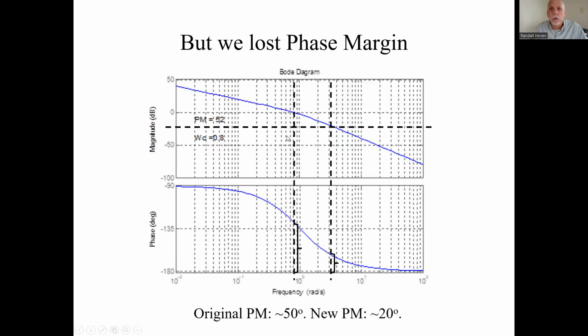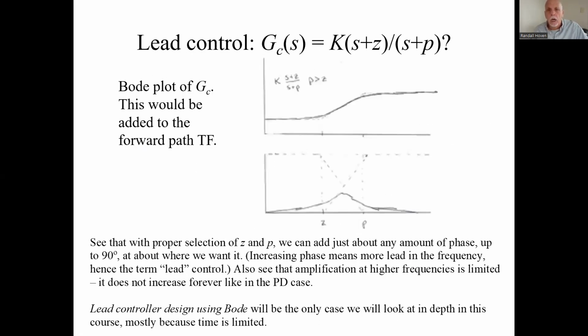What does a lead controller look like? It has this transfer function: gain, a 0, and a pole, where the pole is further to the left than the 0 in the complex plane.